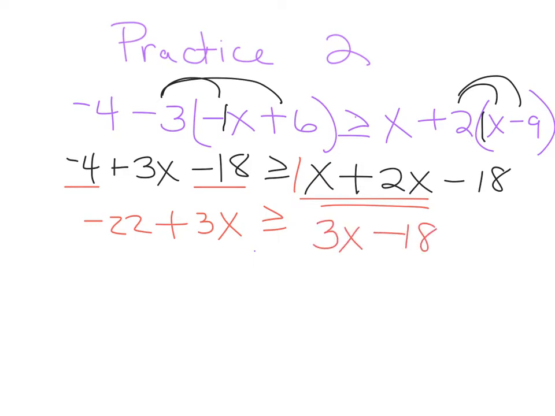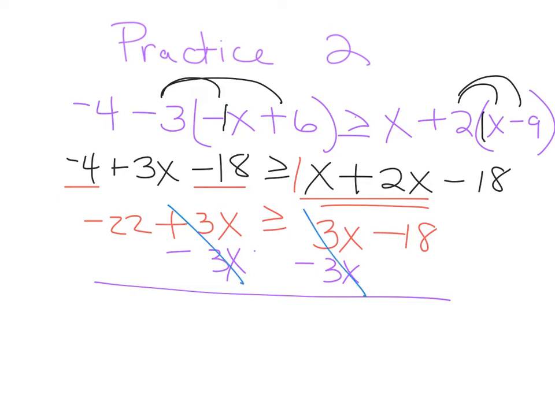All right, so the next thing we're ready to do is we're going to move our variables to one side. So I'm going to minus 3x, and I notice that, oh wait, my variables cancel out, so I know this is a special case, but I don't know what kind of special case. So I'm going to write down what I have left. So I have -22 is greater than or equal to -18.